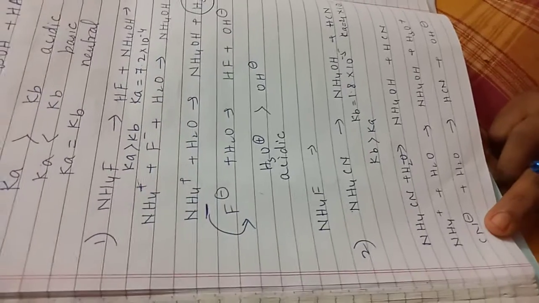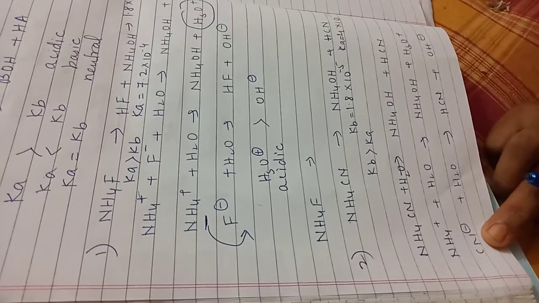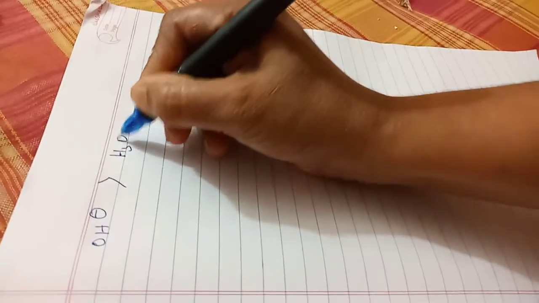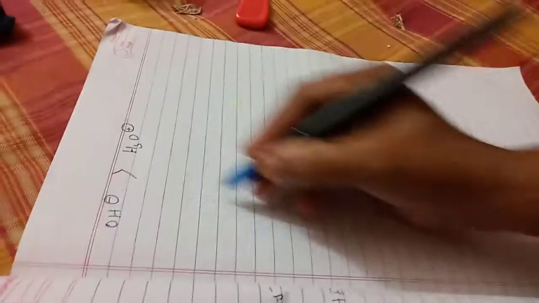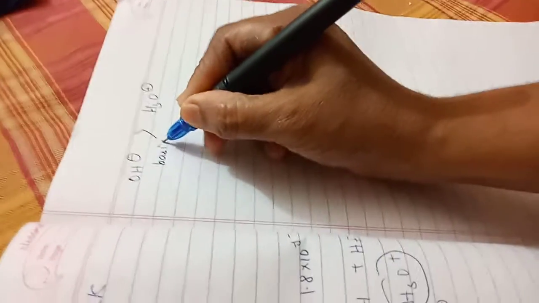The reaction of cyanide ions is faster, hence the amount of OH produced is greater than H3O plus, which means the solution is basic. How is the solution? It is basic. Are you okay here? That is the solution which is basic, which is the salt of weak acid and a strong base.